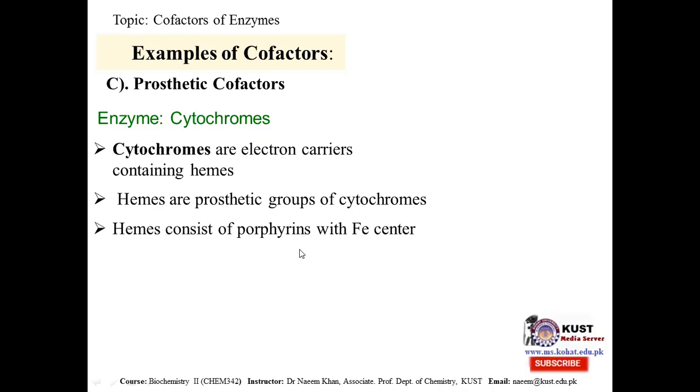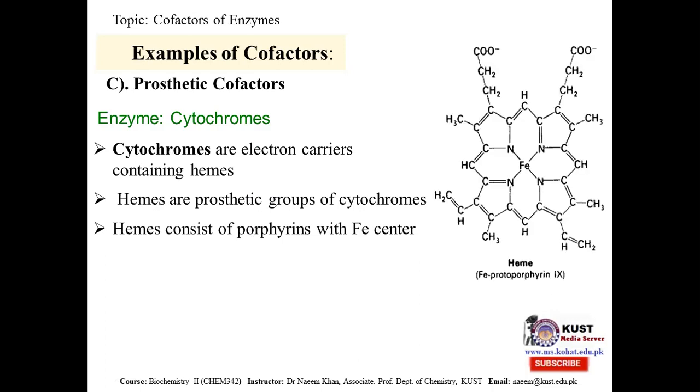Hemes consist of porphyrin rings with an iron center. Iron is in the middle, and there is a porphyrin ring. This is iron, and this is one porphyrin ring, second one, third, four porphyrin rings are linked to the iron. This is called heme. Heme is the coenzyme for the cytochromes, and these hemes have organic groups linked to the iron. This is tightly bound. Iron is tightly bound, sometimes covalently bound. So it is not just transiently available.